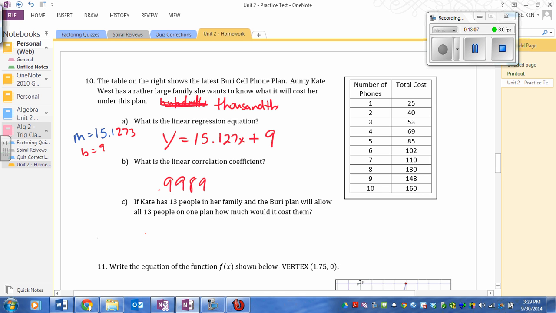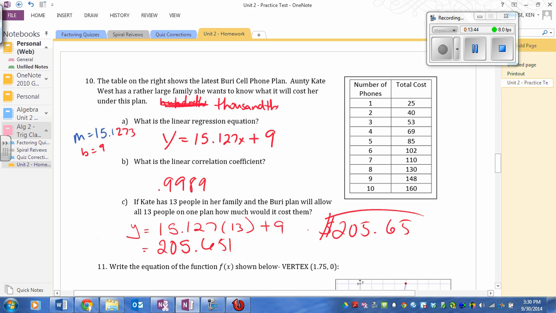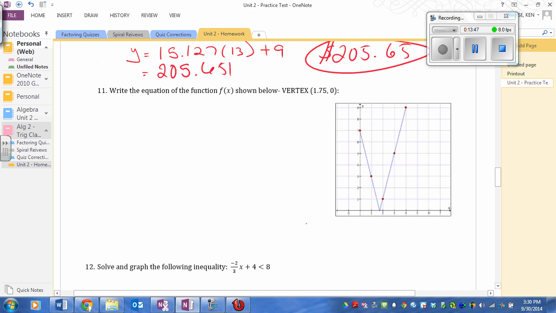So if Kate has 13 people in her family, we're going to do y equals 15.127 times 13 plus 9. I'm just going to do it on a regular calculator: 15.127 times 13 plus 9 is 205.651. Since this is money, 205.65. Of course, not taking into consideration tax.